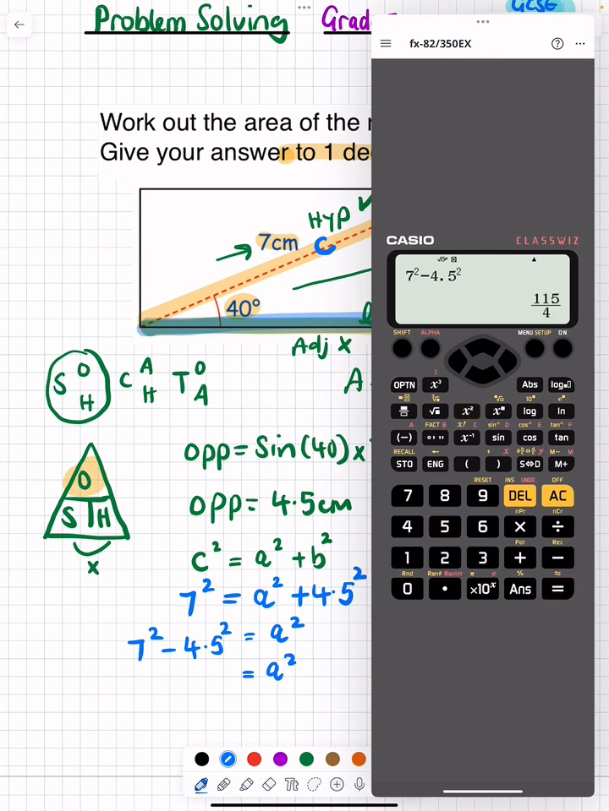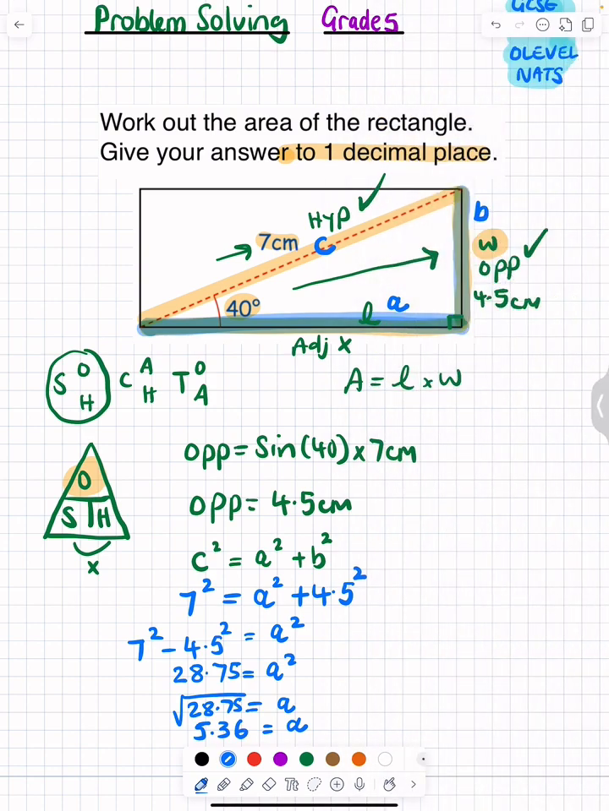Okay, so that is 28.75. So we need the value of A. So you need to square root the answer. So square root 28.75, and that will give us the value for the length. So square rooting the answer, that is 5.36, or let's just round this up to, I'll just write down 5.36 for now, which is the length of this. So 5.36.